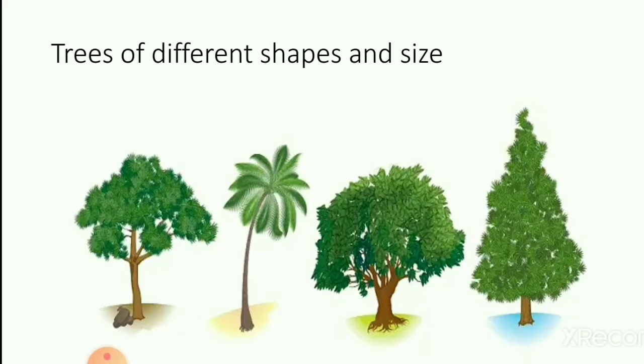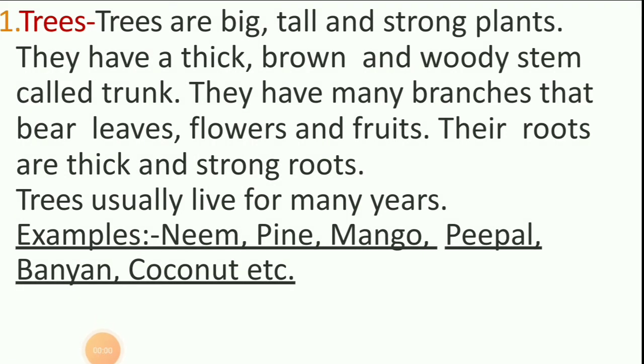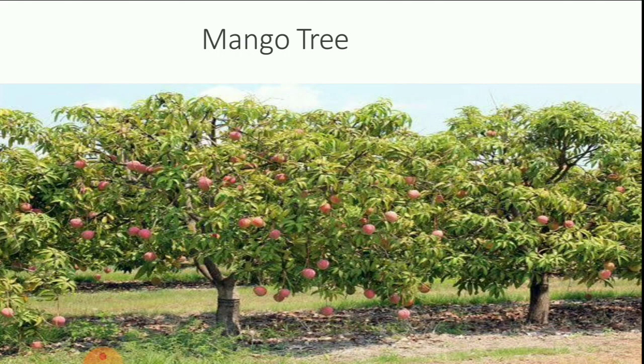First was trees. Trees are big, tall and strong plants and they have a thick brown and woody stem. The stem of the trees, which is very thick and brown, is called the trunk. They live for many years. Trees have a long life. Their examples are neem, pine, mango and banyan tree. These are the examples which we have done.